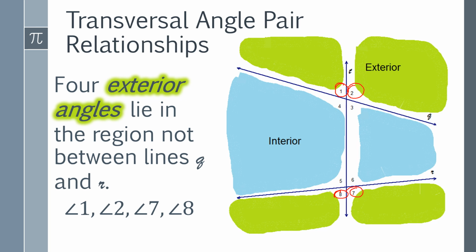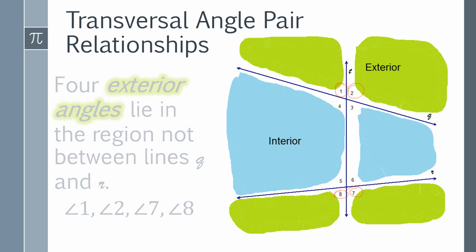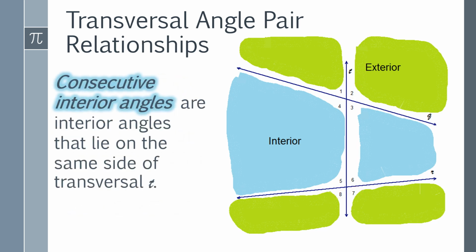Okay, now consecutive interior angles are both interior. There's a pair of these. There's two pairs actually, and they are on the same side of the transversal. So we would look at this picture and we would say, well, angle 3 and angle 6 are both to the right of line T, and they're both in the interior.